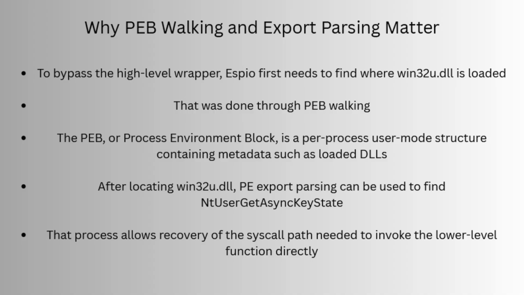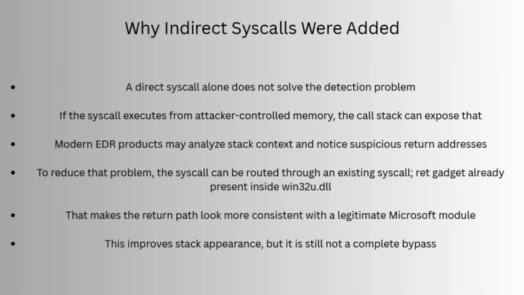And that's not all. I'm not just going to stop at syscalls. I want to upgrade that by turning it into an indirect syscall. So once you finally have a syscall number, you have a problem. The return address in the call stack points to your RWX memory allocation, not a Microsoft DLL. A modern EDR does stack analysis. So instead of executing the syscall instruction in your memory, you find a syscall ret gadget that is already inside win32u DLL. Then you jump to it.